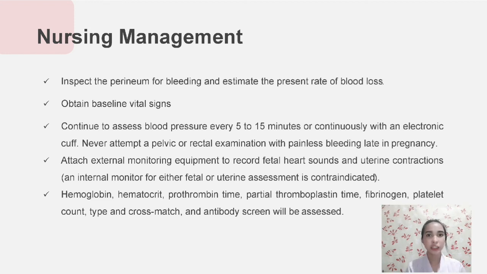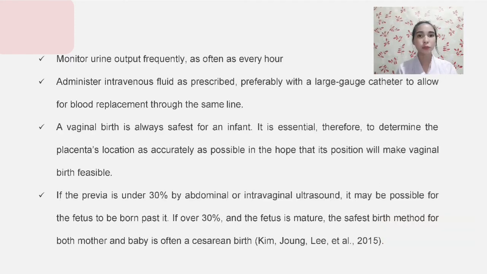Hemoglobin, hematocrit, prothrombin time, partial thromboplastin time, fibrinogen, platelet count, type and cross-match, and antibody screen will be assessed to establish baselines, detect a possible clotting disorder, and ready blood for replacement if necessary. Monitor urine output frequently, as often as every hour, as an indicator of whether her blood volume is remaining adequate to perfuse her kidneys. Administer intravenous fluid as prescribed, preferably with a large gauge catheter to allow for blood replacement through the same line.